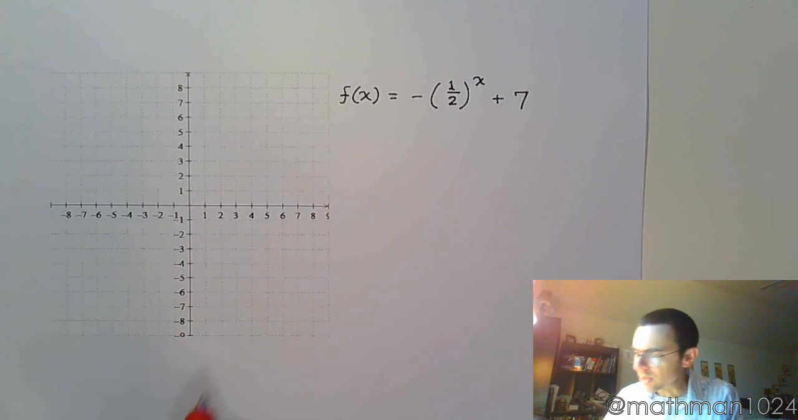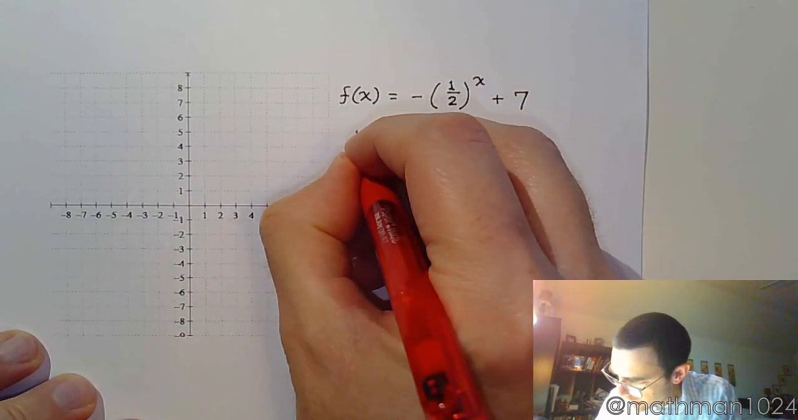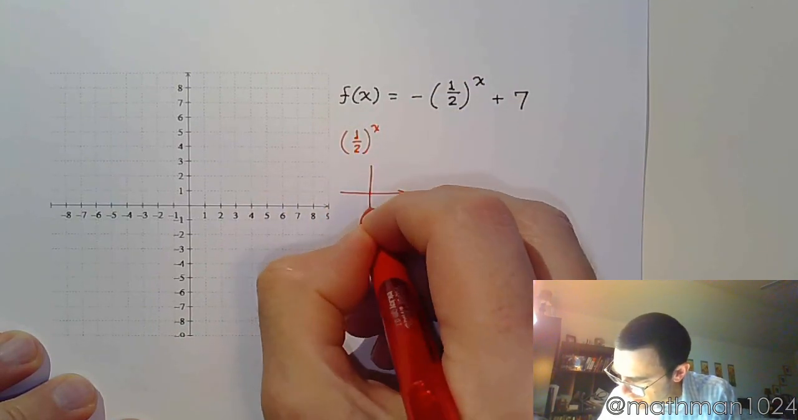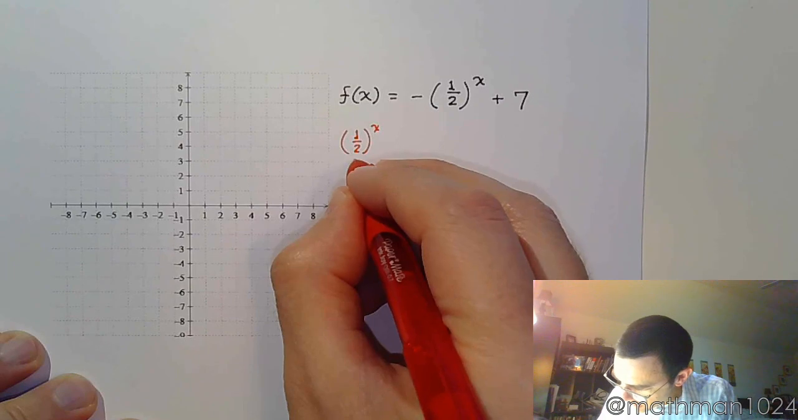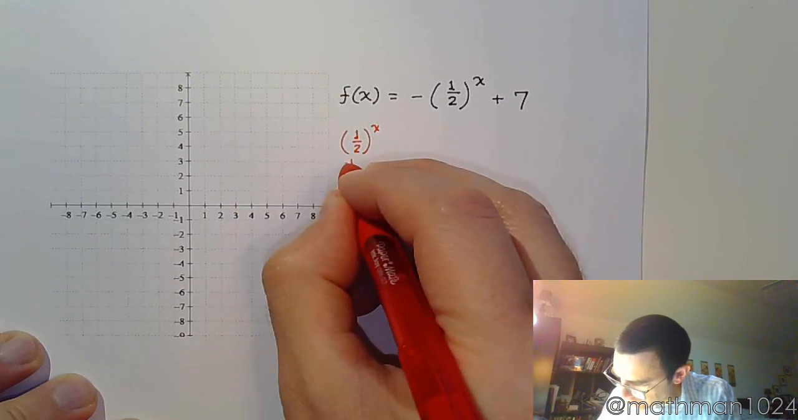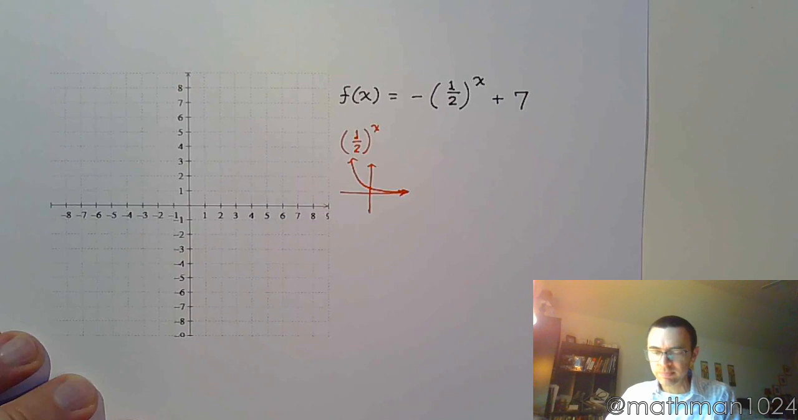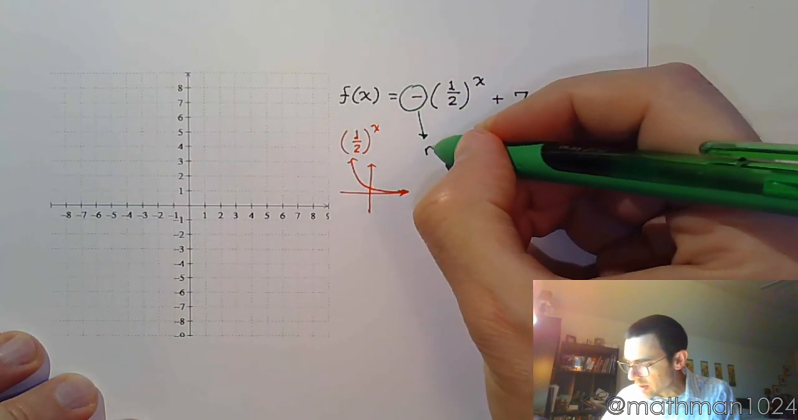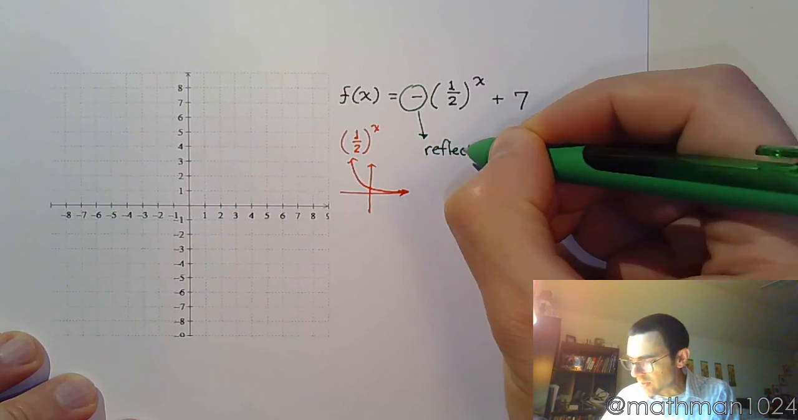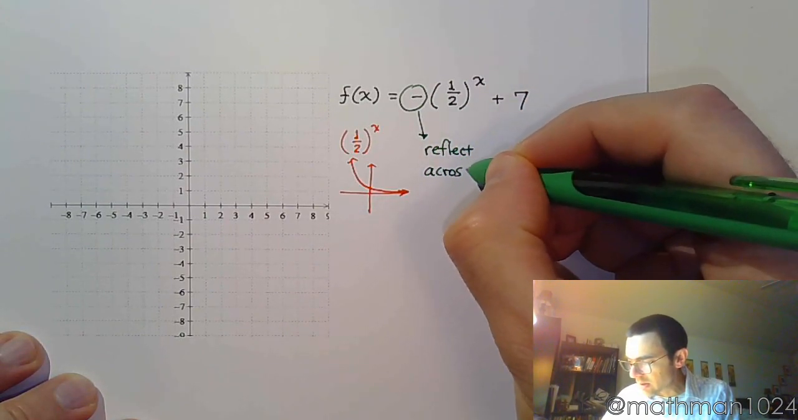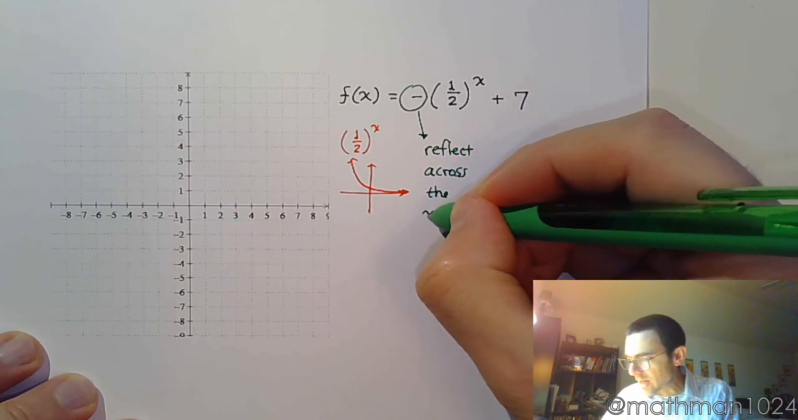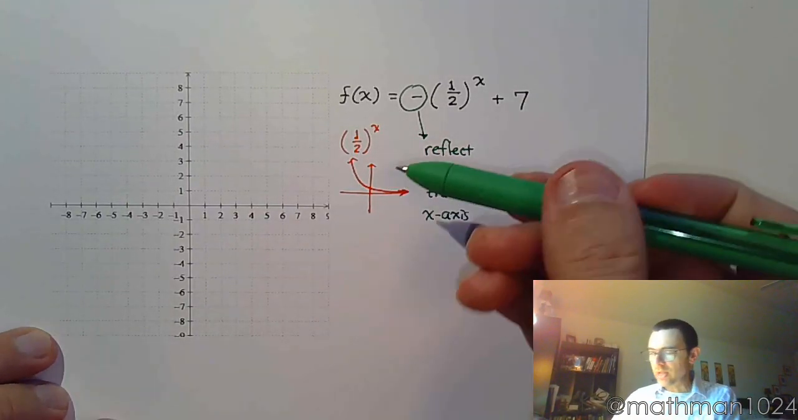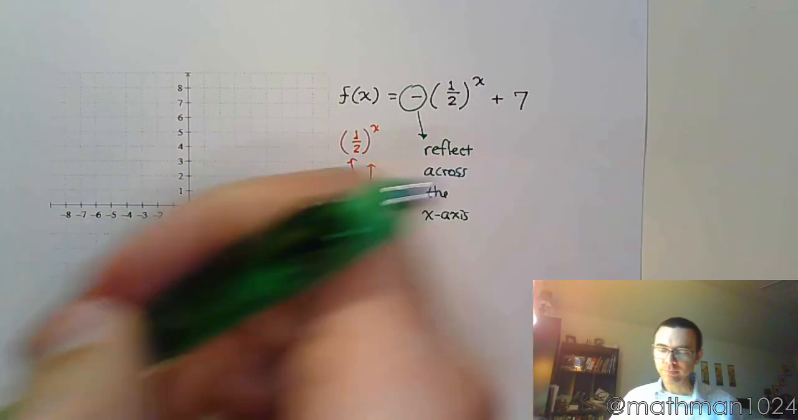So let's go ahead and write some of the stuff down. So having 1/2 to the x is this exponential decline like that. Having this negative means a reflection across the x-axis. That just turns it upside down. That's all. You just take this picture right here and flip it over.